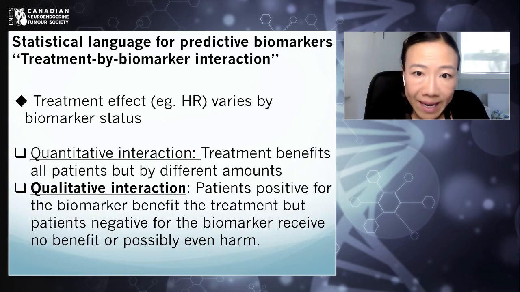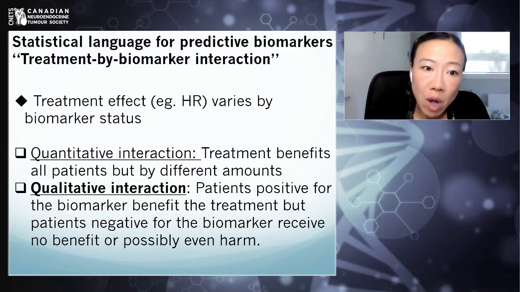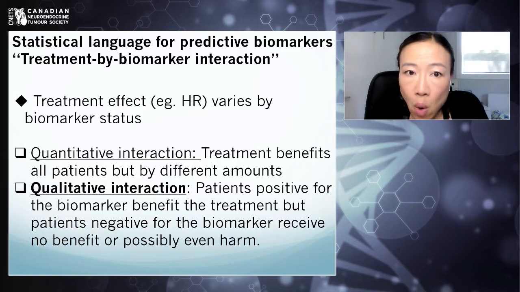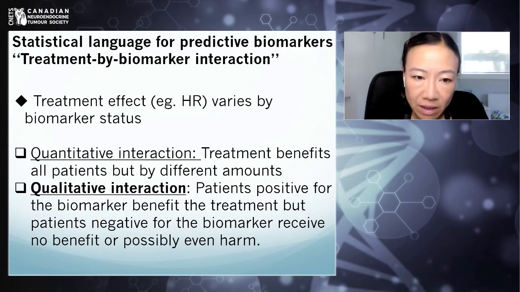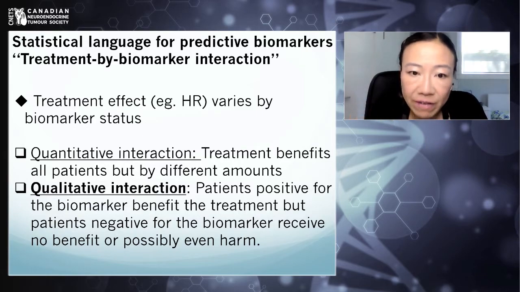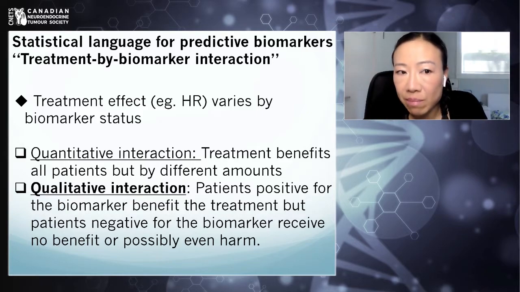To make things more complicated, predictive biomarkers can have quantitative interaction or qualitative interaction, what I call quantitative predictive biomarkers or qualitative predictive biomarkers. Quantitative predictive biomarkers mean that when patients have these biomarkers, the treatment will benefit all patients, but by different amounts. Qualitative predictive biomarkers are very specific: patients with this biomarker positivity can benefit from this treatment. When they do not have the biomarker, they do not benefit from this treatment.